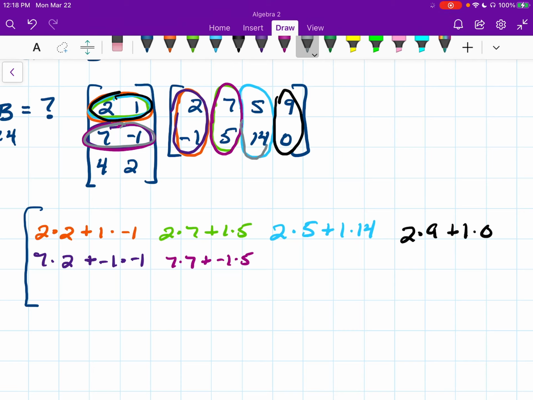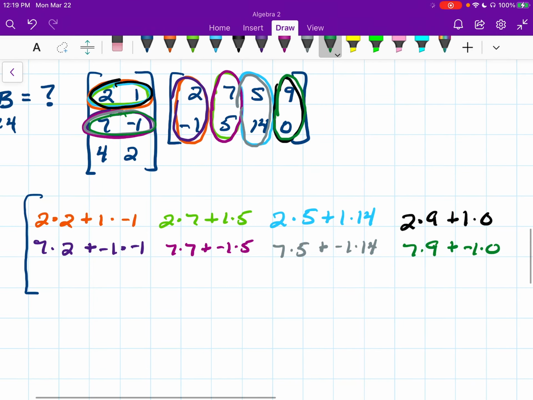Next up in the gray, we will have 7 times 5 plus -1 times 14. And then lastly, we will have 7 times 9 plus -1 times 0. Right? Last step, I'm going to have to reuse some colors.